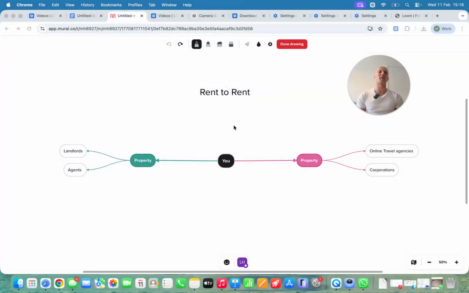Okay, so we're back with another module, and this module is rent to rent. What it is, how it works, and everything surrounding it.